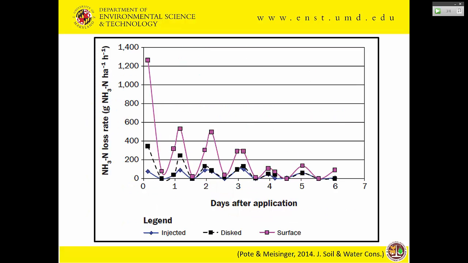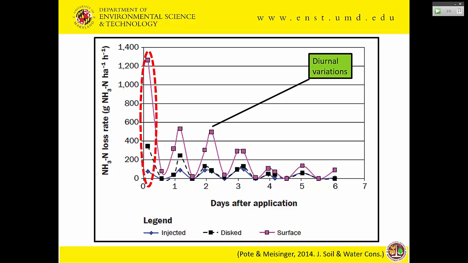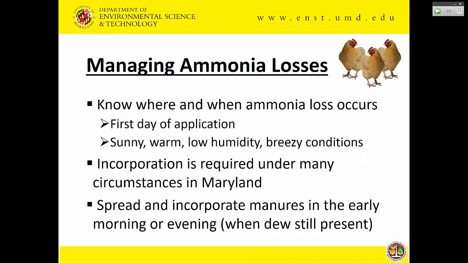Here is one example. On the y-axis is ammonia loss, and this is days after application. As you see, when it's surface applied, you have a higher risk of losses. You also see this variability, what's called diurnal variation. During the daytime, at noon for example, when it's more hot and dry, you could have more losses compared with the night. And if the manure is disked in, you can minimize those losses to a great extent. So again, it's key that you know where and when losses occur.